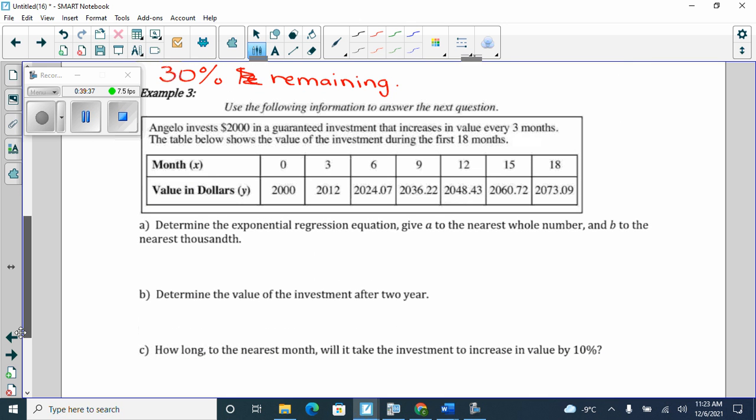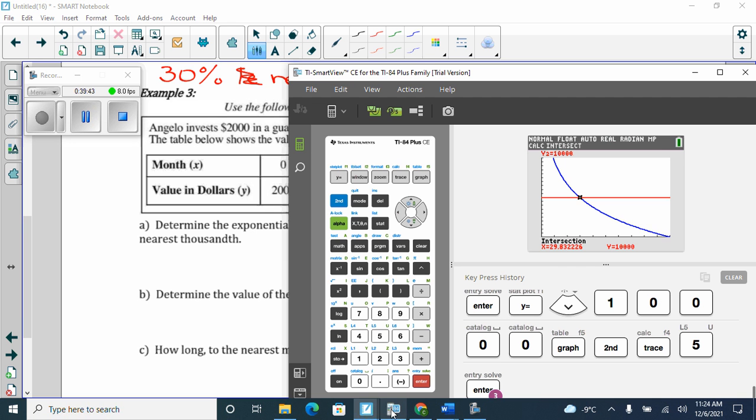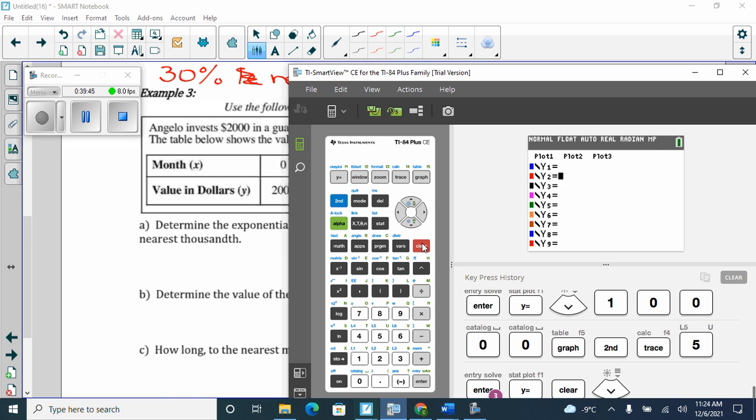Before we go to do any work, what are we going to do? Yeah, go to our Y1, Y2 and clear them. Before we touch anything. Clear, clear.